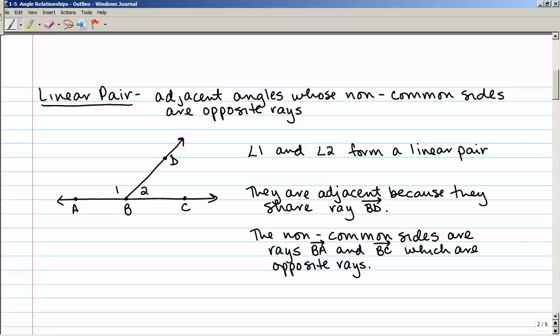Basically, a linear pair is a pair of adjacent angles that, when you put them next to each other, make a straight line.